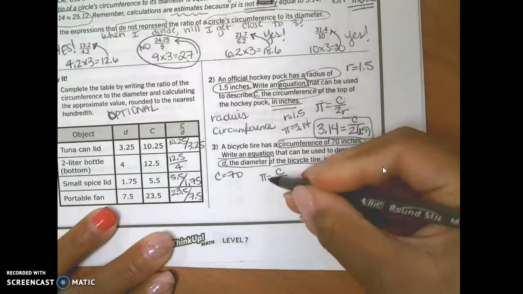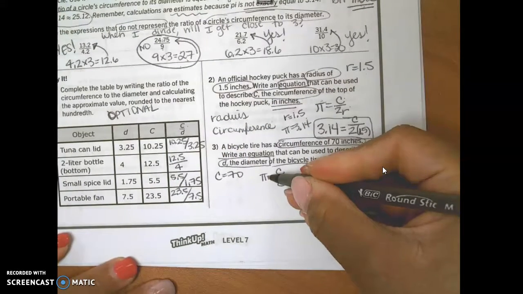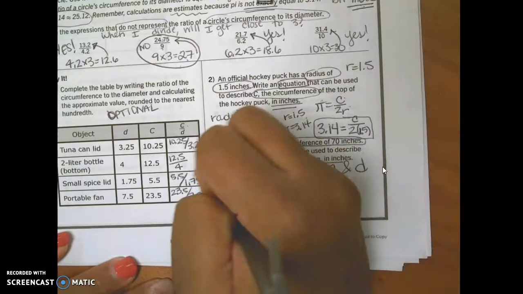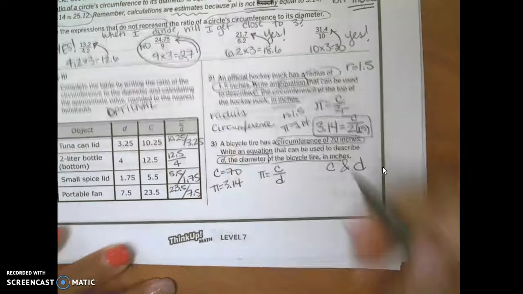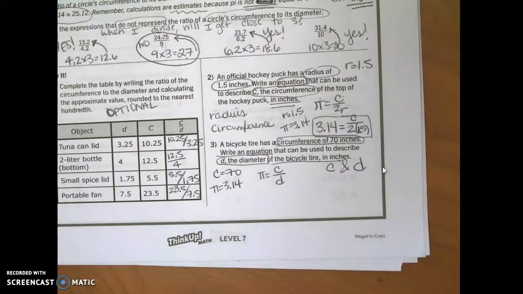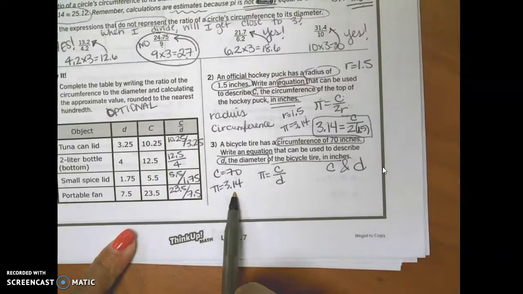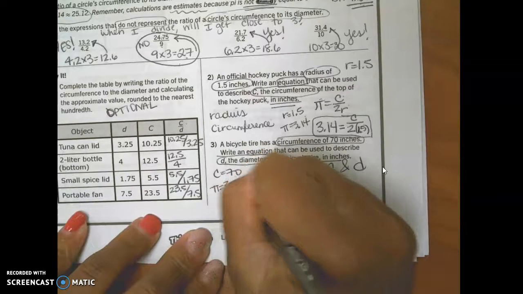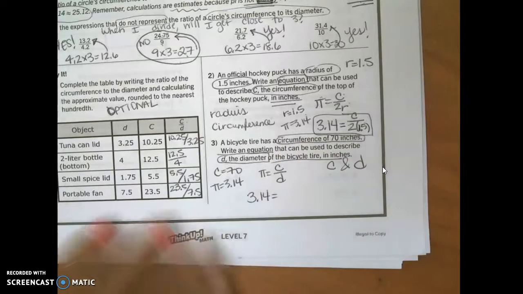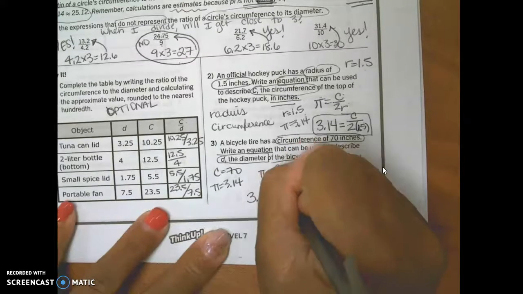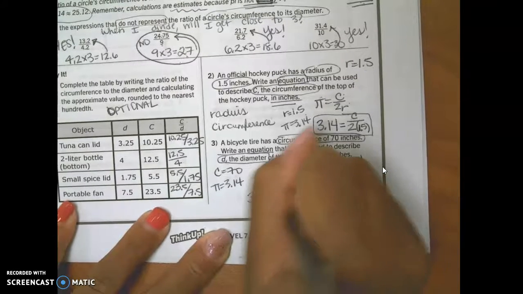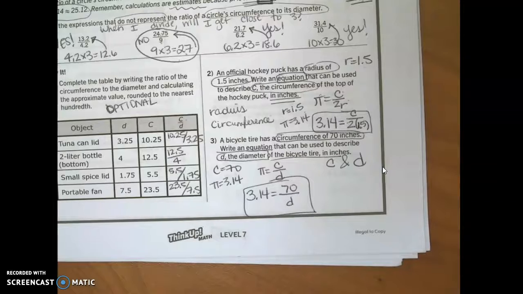Pi equals circumference over diameter. What do I know? Pi is 3.14, and I know that circumference is what, sweetheart? 70. So instead of writing the symbol pi here, what am I going to write? 3.14 equals what? 70 over diameter. Perfect. I just wrote an equation. Done.